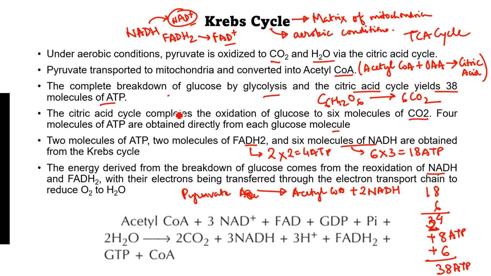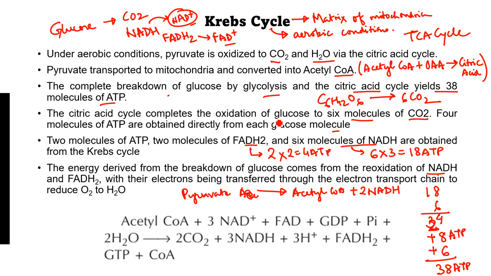So overall, starting from glucose and ultimately ending in carbon dioxide, you will get six molecules of carbon dioxide. It is not talking just about the citric acid cycle. Okay, is it clear now? So in that way it completes the oxidation of glucose.